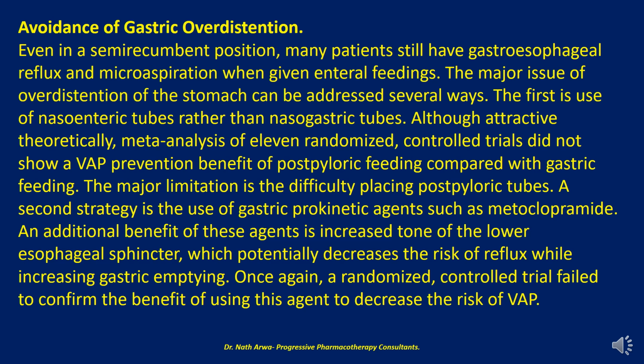A second strategy is the use of gastric prokinetic agents such as metoclopramide. An additional benefit of these agents is increased tone of the lower esophageal sphincter, which potentially decreases the risk of reflux while increasing gastric emptying. Once again, a randomized, controlled trial failed to confirm the benefit of using this agent to decrease the risk of ventilator-associated pneumonia.